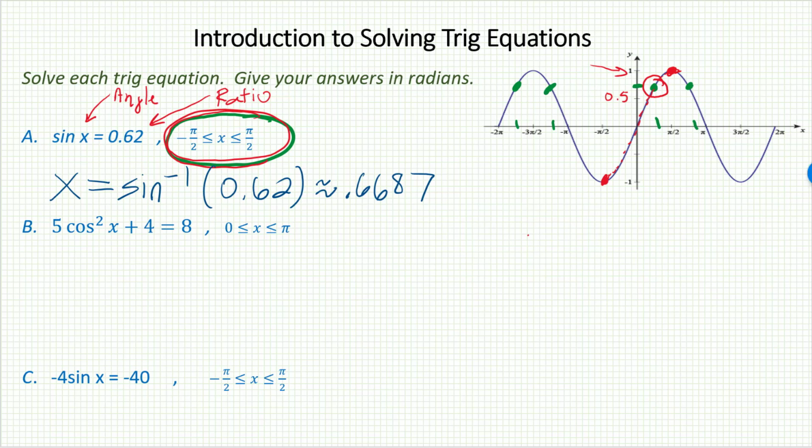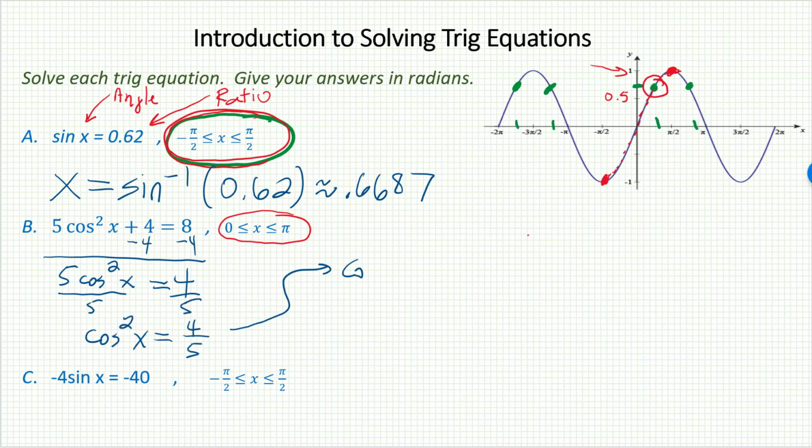Let's look now at part B. Now this is obviously a little bit more of a complicated equation. I will point out at the beginning, notice the restriction. It's the restriction for the inverse cosine function, 0 to pi. That's good. We'll use that to our benefit a little bit later. But the first thing I'm going to have to do is clean this up a little bit. It's too complicated right now. Let's subtract 4, and then we better divide both sides by 5.